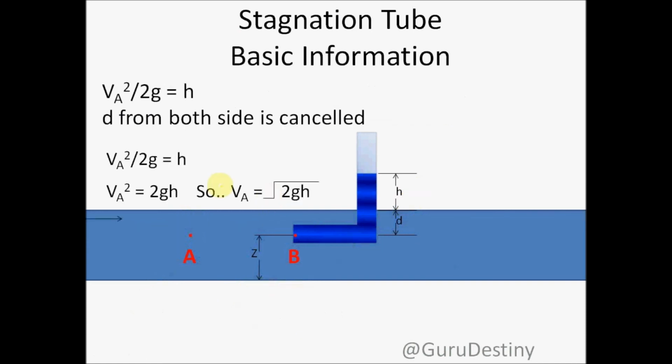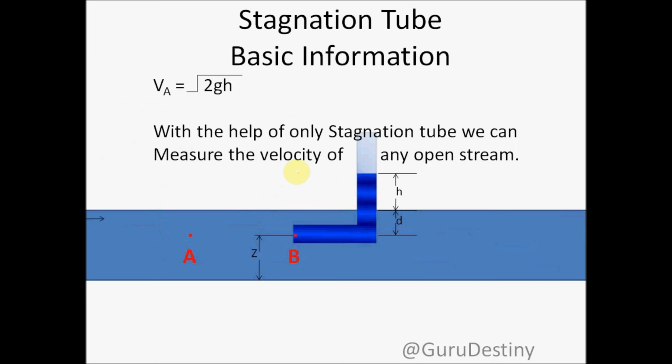So according to this last equation, only two things are remaining: VA, the velocity at point A, and h, the rise in height. By simplifying this equation we can conclude that VA is equal to the square root of 2gh, where g is the gravitational acceleration. So with the help of only this stagnation tube, we can measure the velocity of any open stream.